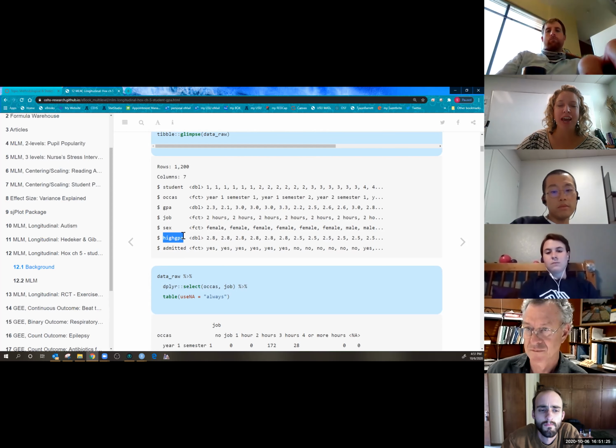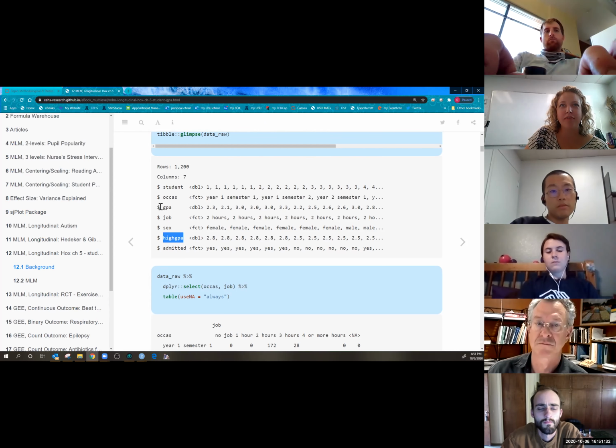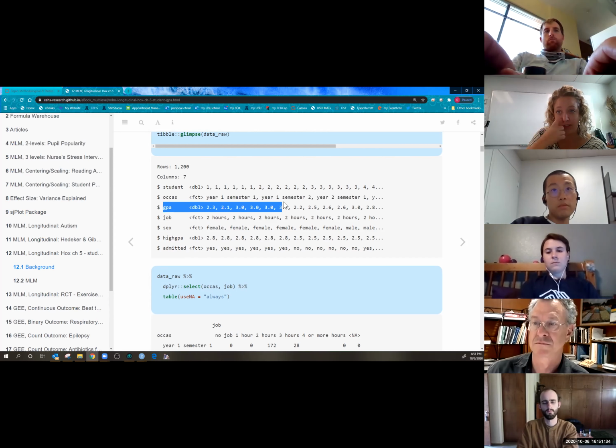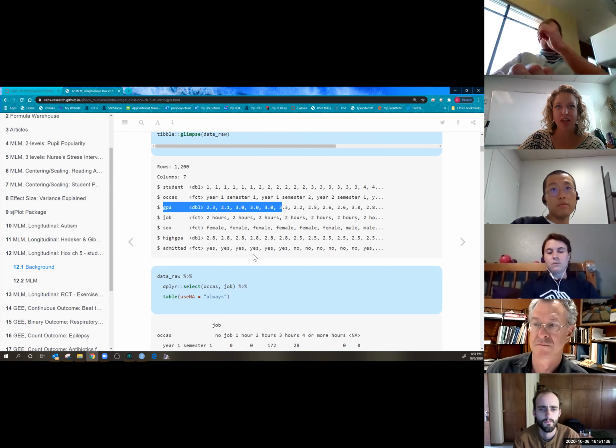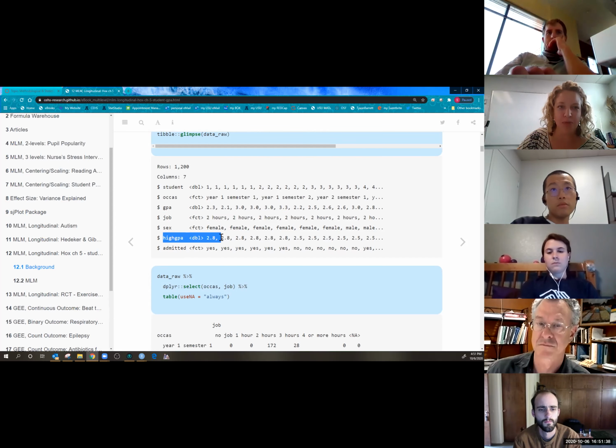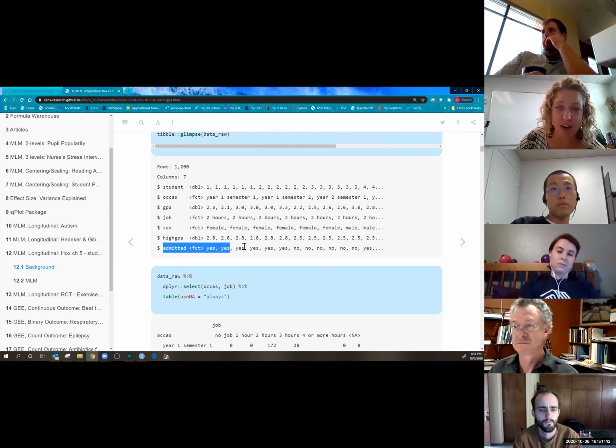This high GPA is not their highest GPA. This is their high school GPA. This GPA variable is their college semester GPA. So this is their average high school cumulative GPA. And then again, we're ignoring the admitted variable.